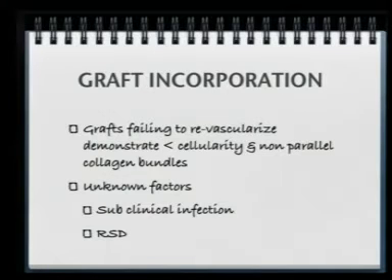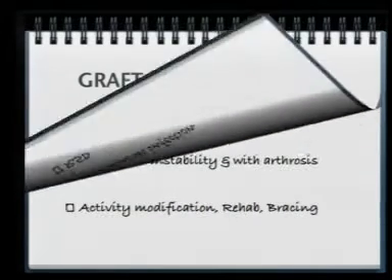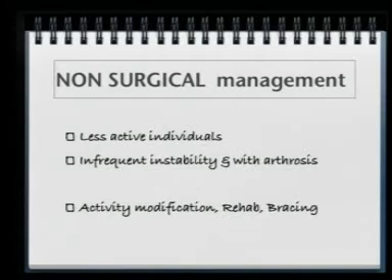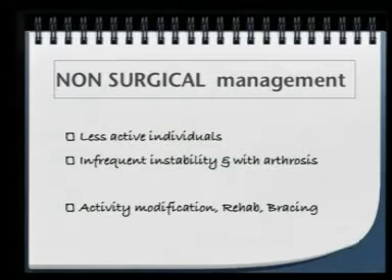Much less is known about the biological failure of ACLs, but we know for sure that when patients have RSD, they have recurrent synovitis, the chances of biological failure are extremely high. Not all patients who come to us with a failed ACL need surgery. Those who are less active individuals, who have significant arthrosis, who have axial malalignment, are patients who may be managed non-surgically till they are ready for any kind of definitive procedure.